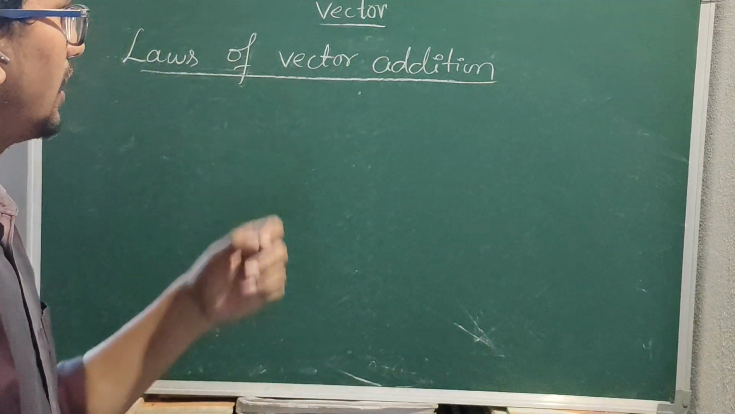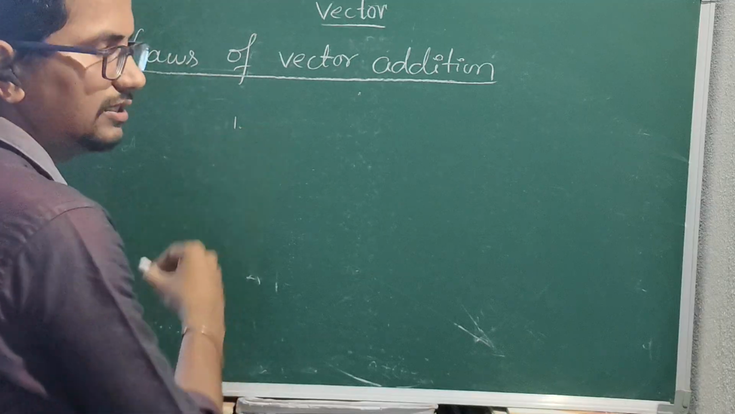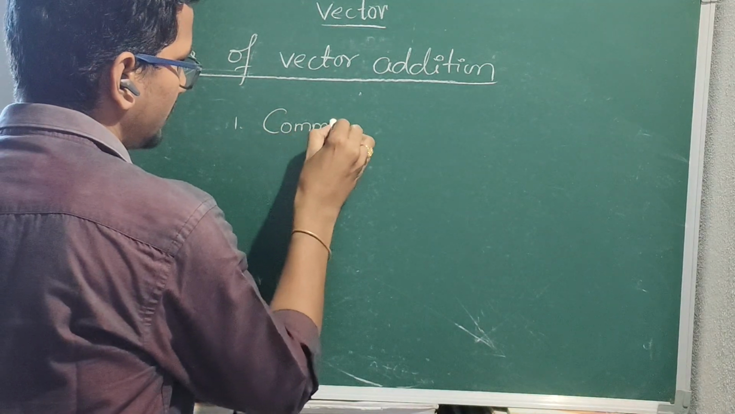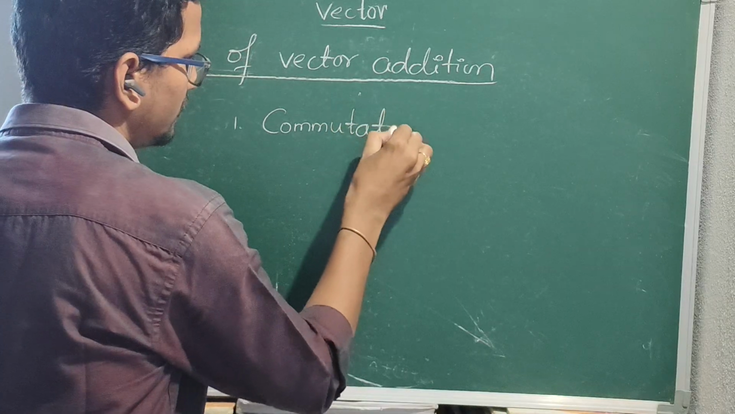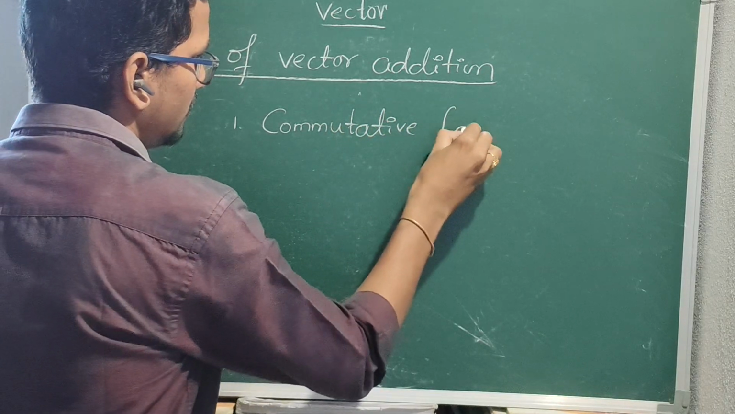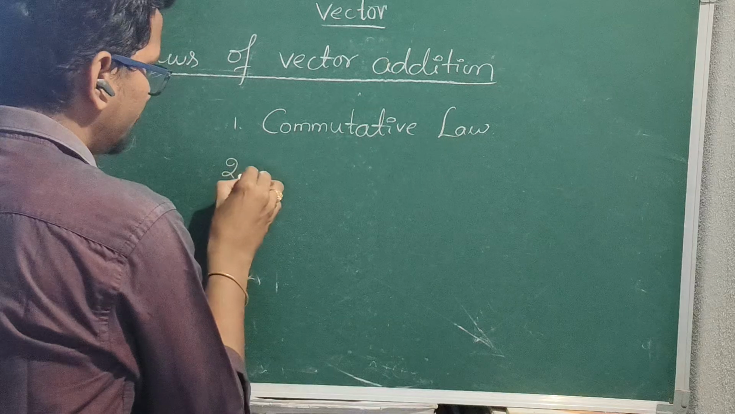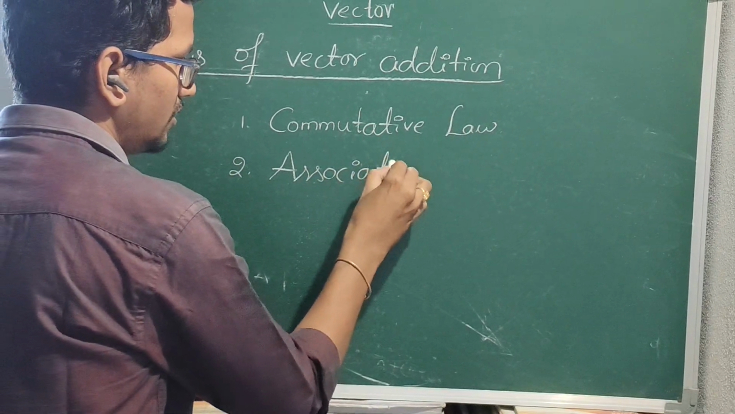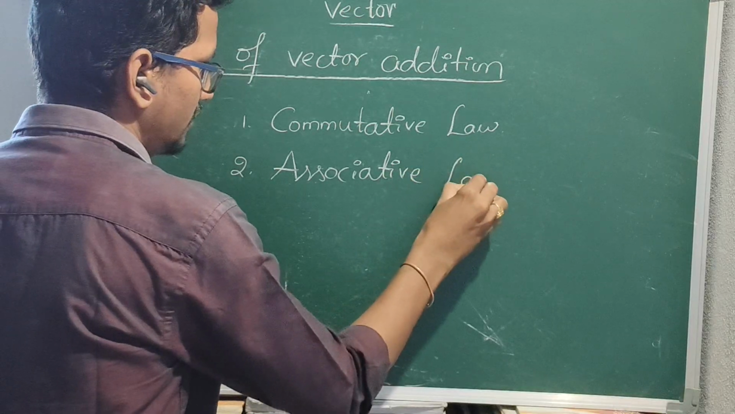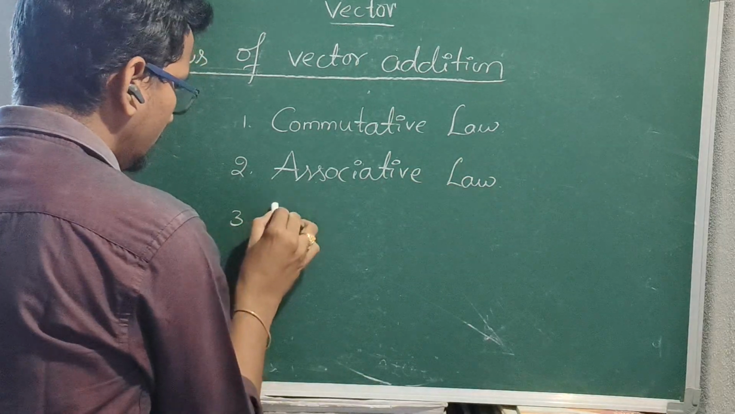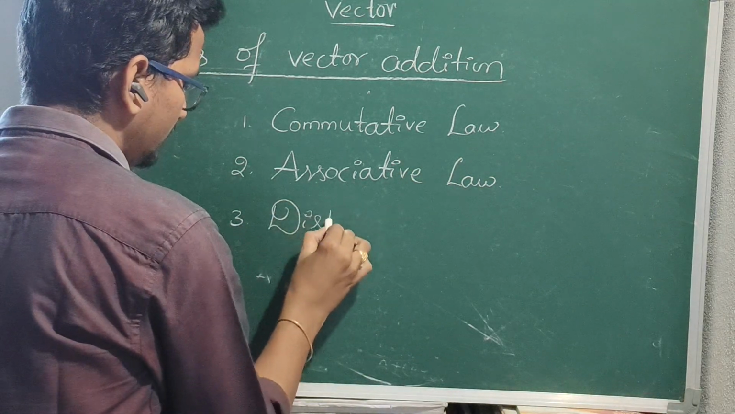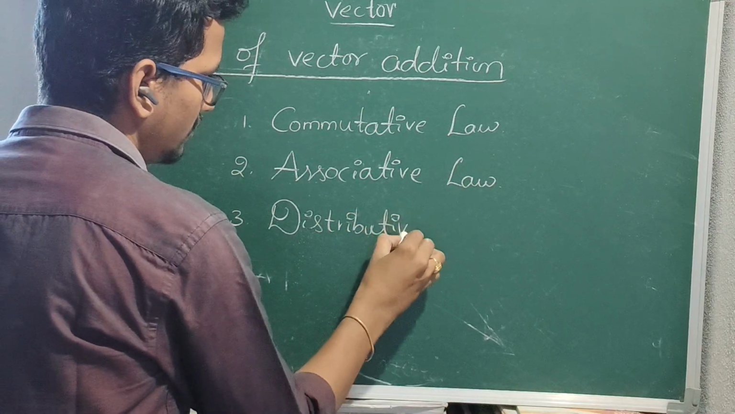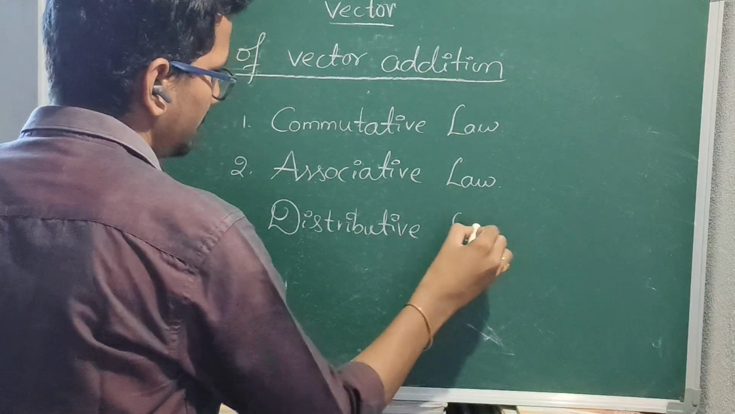Okay, now what are the laws of vector addition? Actually, there are three. The first one is the commutative law. The second one is the associative law. And the third one is the distributive law.